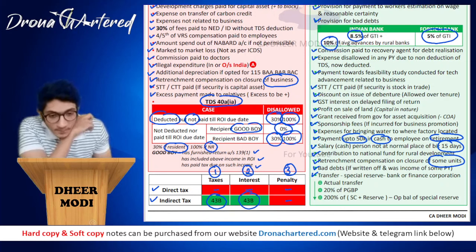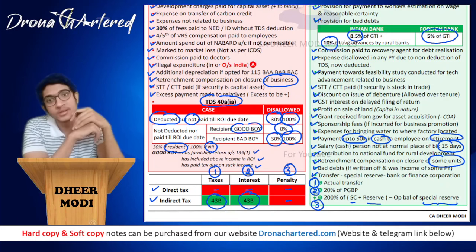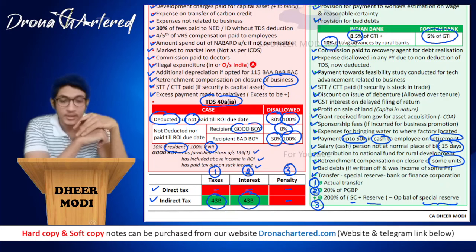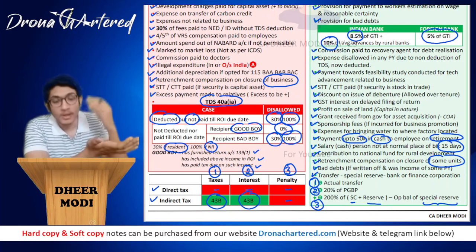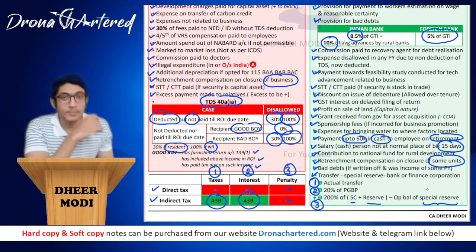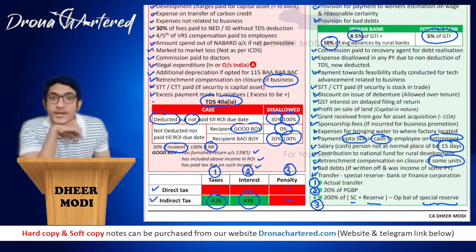So now what is the limit? Your first is your actual transfer amount. Second is 20% of their PGBP income, and third is 200% of your share capital plus reserves minus your opening balance of special reserve. That means since you may have already transferred some amount to the special reserve. So therefore, the opening balance, that is during the year start, what was your opening balance? This is that figure. So 200% of your share capital plus reserves minus your opening balance of special reserve, whichever of these three is lower, will you get as deduction.